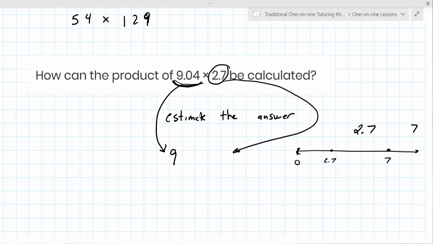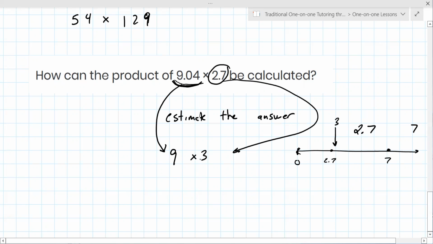How about 3? Do you see that 3 is near? Oh, yeah. Okay, now it's a little bit too big though. Would you agree? Yeah. Okay, but what is 9 times 3? Can you tell me that? 9 times 3, 27. So we know this is probably just a tiny bit too big.